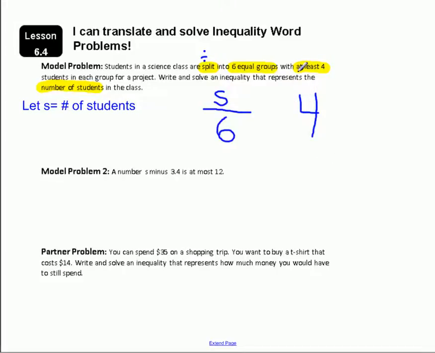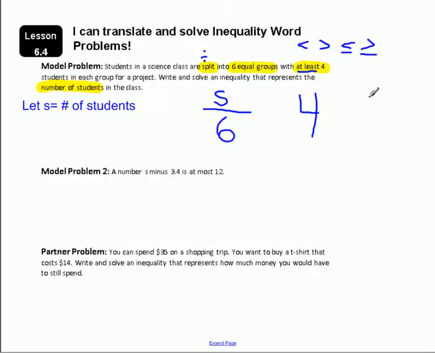Now, at least is a clue word. If you're not sure which of our symbols goes with that clue word, go back and look at the first day. We have a chart. You can pause the video, go back and look. At least. If I want at least 4 students in the group, do I want less than 4, more than 4? Could it equal 4? Go back and look, see if you can find it. Come back to the video when you're ready.